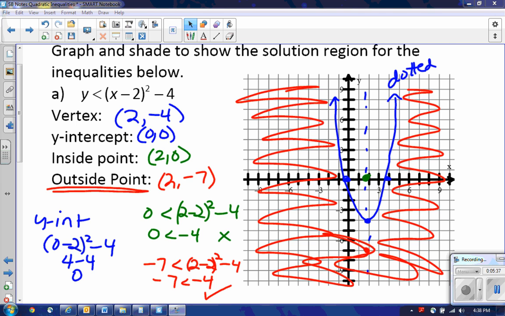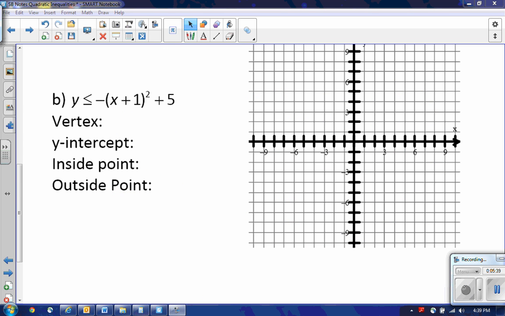Now let's go on to the next example. If you think you have this, pause the video and try this one on your own. And then once you've got it, start the video again and just make sure that your work is correct.